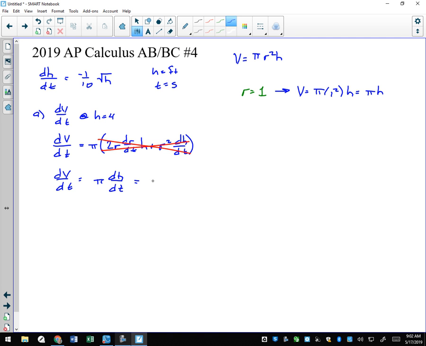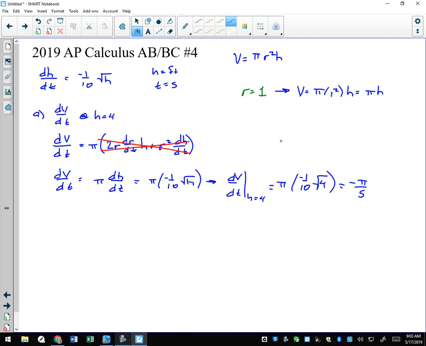Do I have dh/dt? Negative 1/10 square root of h. So that's going to be pi times negative 1/10 square root of h, and then at h equals 4, I need to indicate that I'm plugging in 4. So dV/dt such that h is equal to 4 would be pi times negative 1/10 times the square root of 4. Normally I don't simplify, but that's pretty easy. Square root of 4 is 2. 2/10 is 1/5, so that's going to be negative pi over 5.